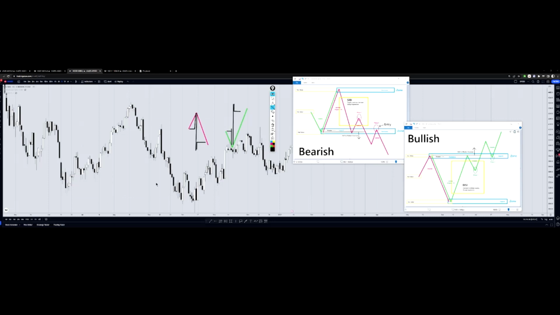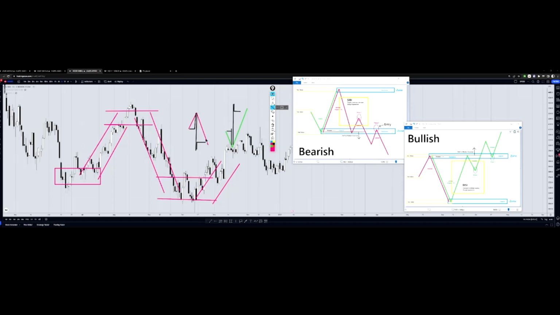Accumulation on traditional retail stuff would be at the bottom of a move. We have accumulation, followed by markup, and then we have distribution at the top, and then a decline, and the process carries on over and over. On the ICT stuff, accumulation and distribution mean different things.